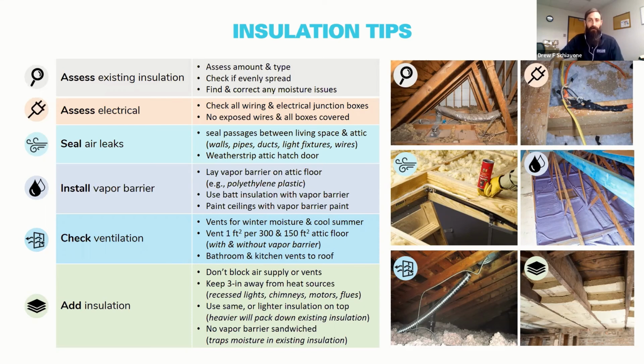Seal any other air leaks, like we've talked about at the beginning of our program today. Vapor barriers should be below all of your insulation layers. You can use paint on your bathroom ceiling, or you can use the vapor barriers below the insulation. Make sure none of the vapor barriers are sandwiched somewhere in the middle. If you have multiple layers of insulation, you don't want that vapor barrier in the middle somewhere, because that'll trap moisture in the middle and it'll diminish the performance of the insulation.